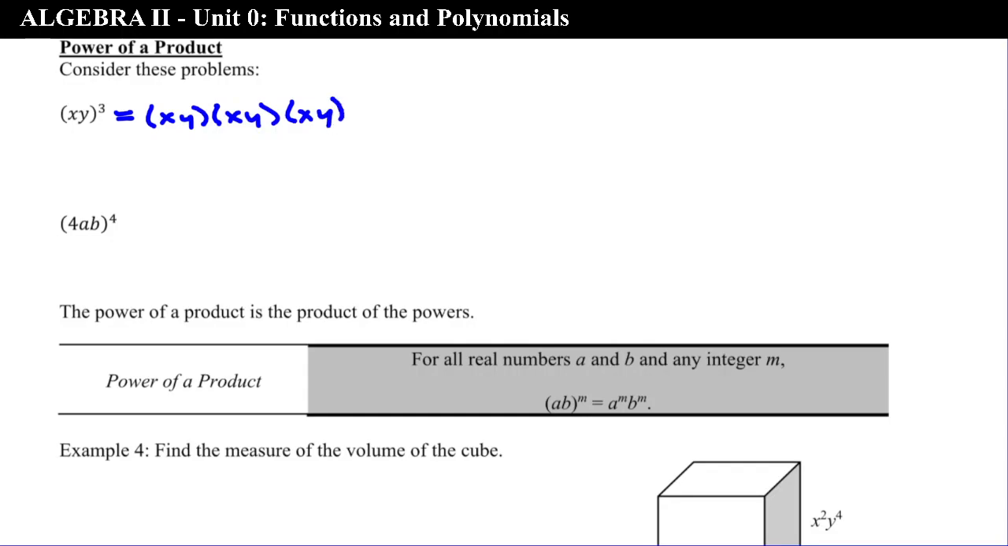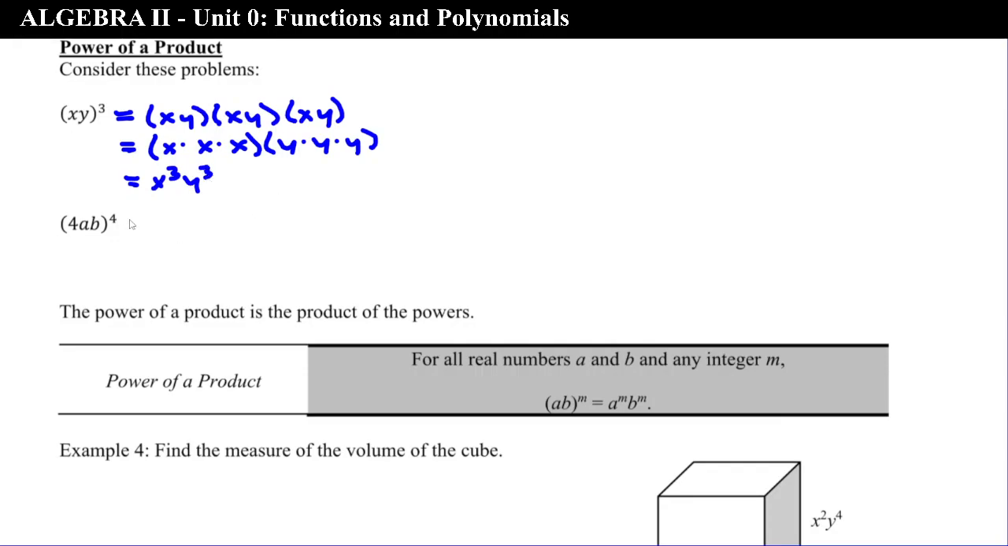Well, everything's just being multiplied together, so we can rearrange these terms in any order that we'd like. So let's do the x's together. We have x times x times x, and then we have y times y times y. Well, we can rewrite the x terms as just x to the third, and we can rewrite the y terms as y to the third.